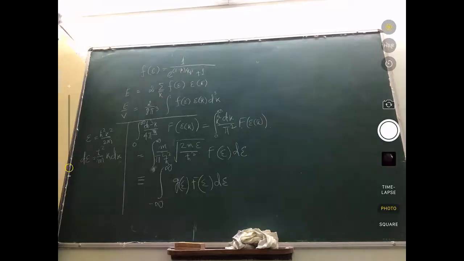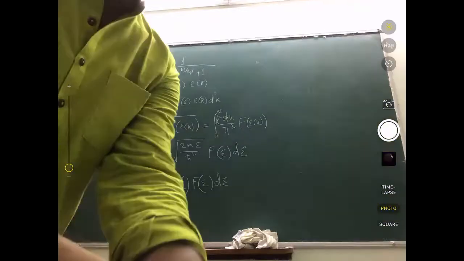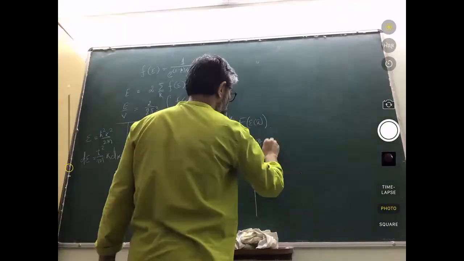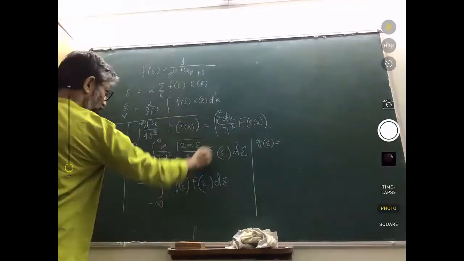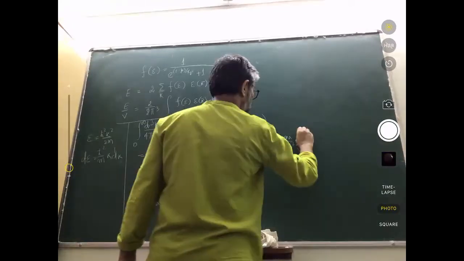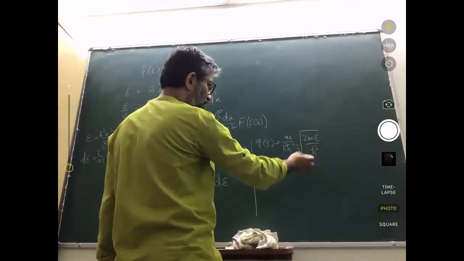Someone asks, why is the lower limit minus infinity? Yeah, I'll just explain that in a minute. Just hold on. So I wrote that integral from minus infinity to infinity, and the definition of g of epsilon is now just this whole object. For this particular system, and this may not be generally true, g of epsilon is given by this for epsilon greater than zero, and it's zero for epsilon less than zero. So that's my definition of the function g of epsilon.